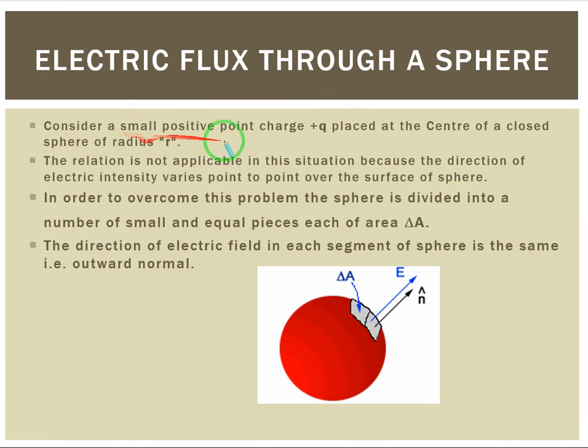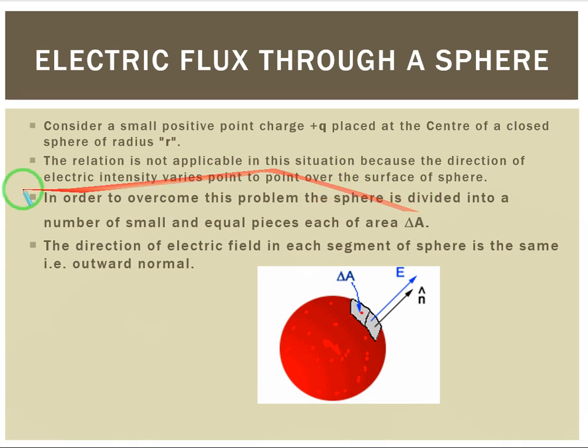So consider a small positive point charge Q. Consider a small point charge Q placed at the center of a closed sphere. If we are taking a charge here, okay, this is a charge Q. So this sphere is in this shape. So the relation is not applicable in this situation because the direction of electric field intensity varies from point to point over the surface, because it's not a plane surface, so it's going to be changed.